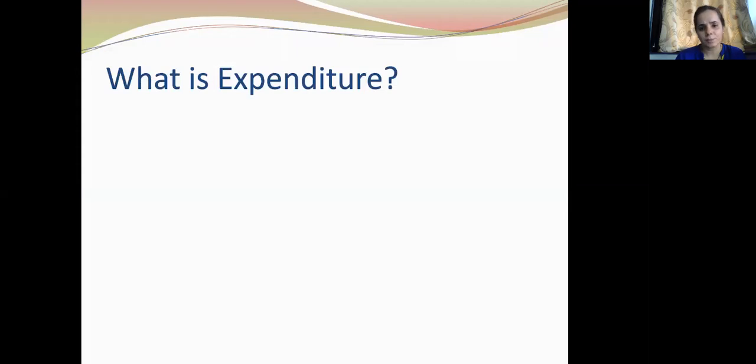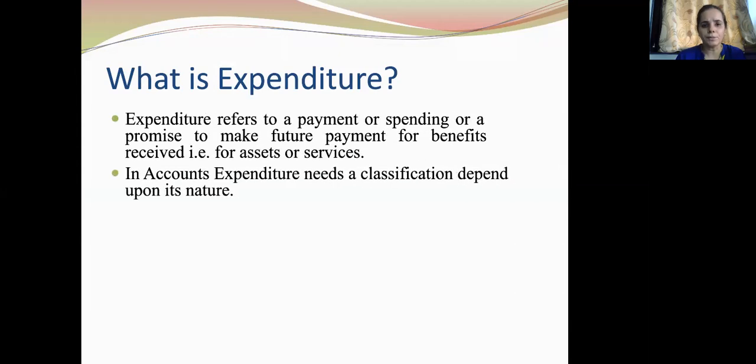First, let us see what we mean by expenditure. Student, expenditure means any amount paid by the company for getting some benefits, like an asset or service from any other company, and this asset or service is utilized for the furtherance of the business.